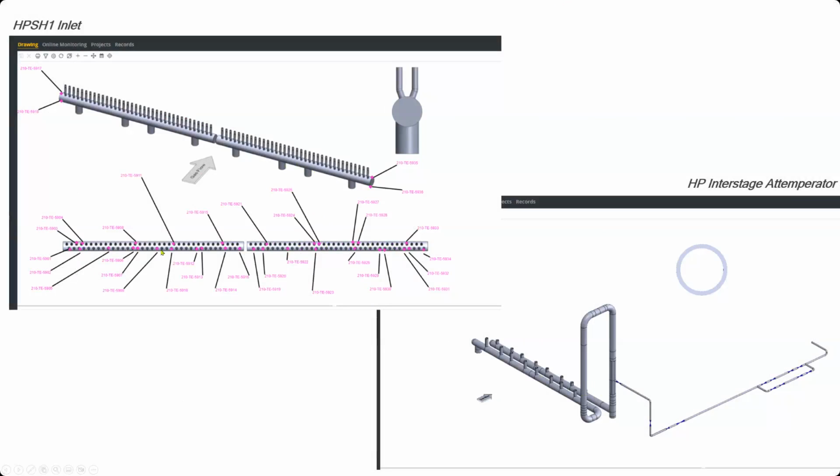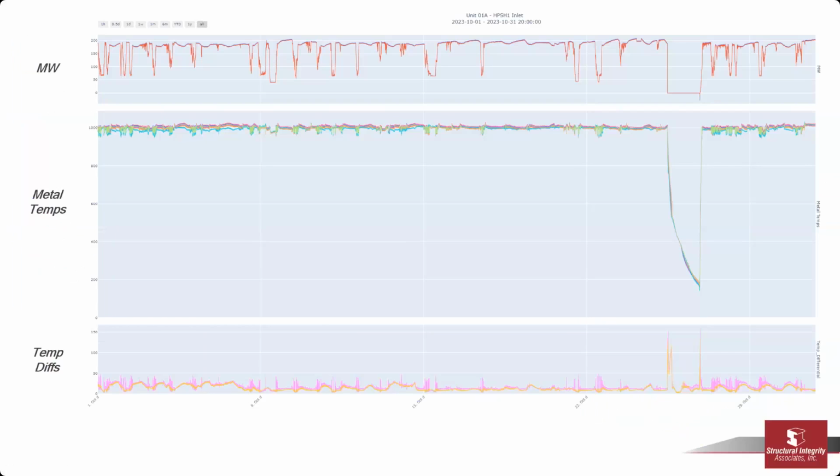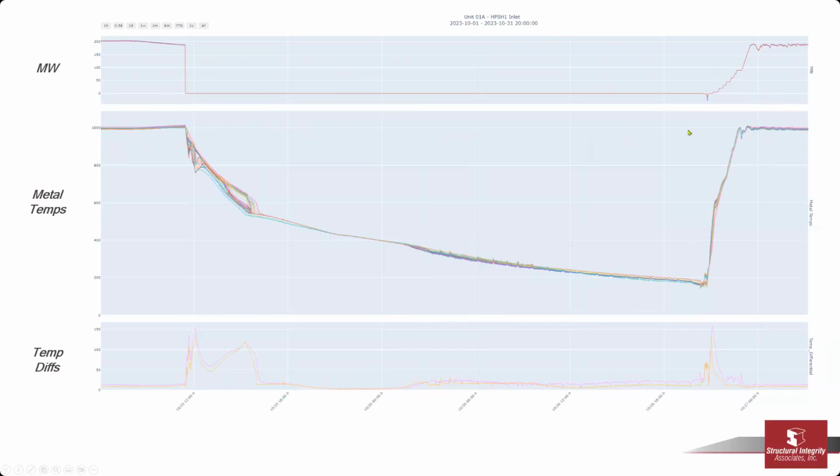So we've got a finite element model, as I've shown, of the headers. And one of the things that we're doing is monitoring these temperature differentials versus time to identify the most significant events. This one plot here shows basically a period of operation. And if I zoom in, you can see this is the one shutdown startup cycle in here. The top plot is load, the middle plot is metal temperatures, and the bottom plot is the temperature differentials. I apologize if it's a little bit small, but the temperature differentials are really what we're keying in on to see how the overall header is doing.